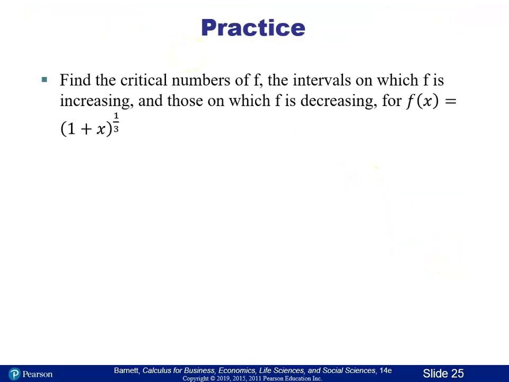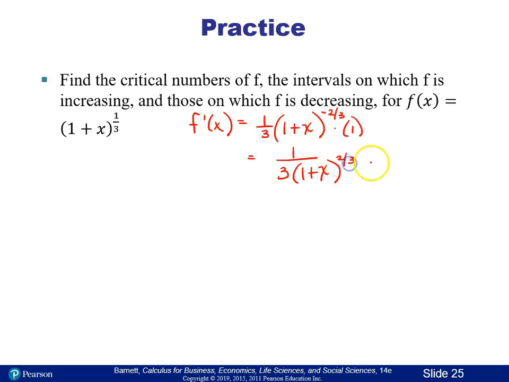Okay, this is a very similar one to what we just did. If we look at the first derivative here, that's going to be 1/3 times 1 plus x to the negative 2/3. The inside derivative of this one would just be 1. So we're going to have 1 over 3 times 1 plus x to the positive 2/3. So here we don't have any place that this is equal to 0, because 1 does not equal 0, but the denominator does give us a place where it's undefined.